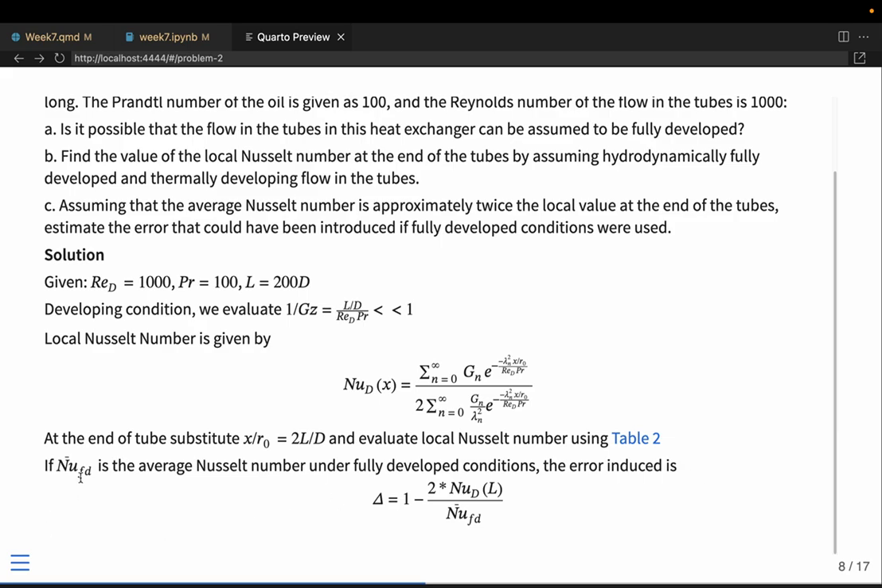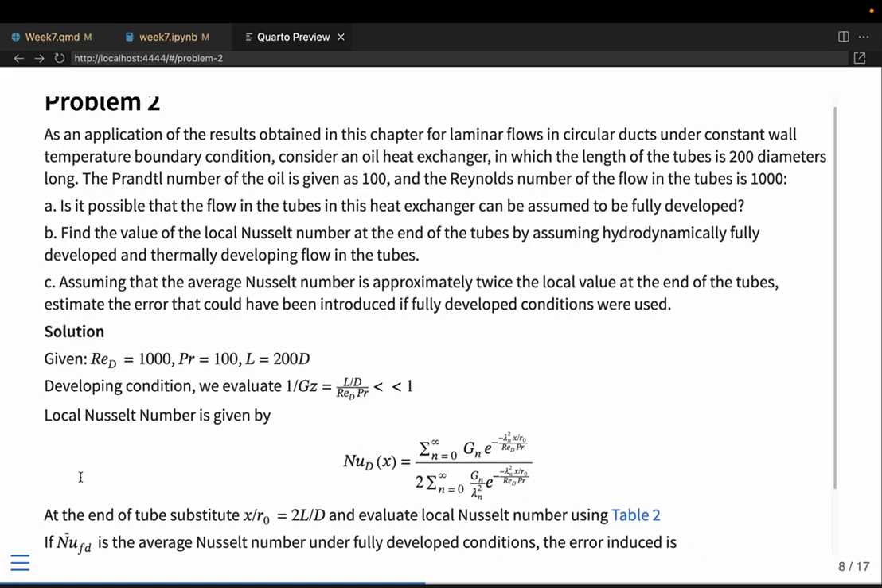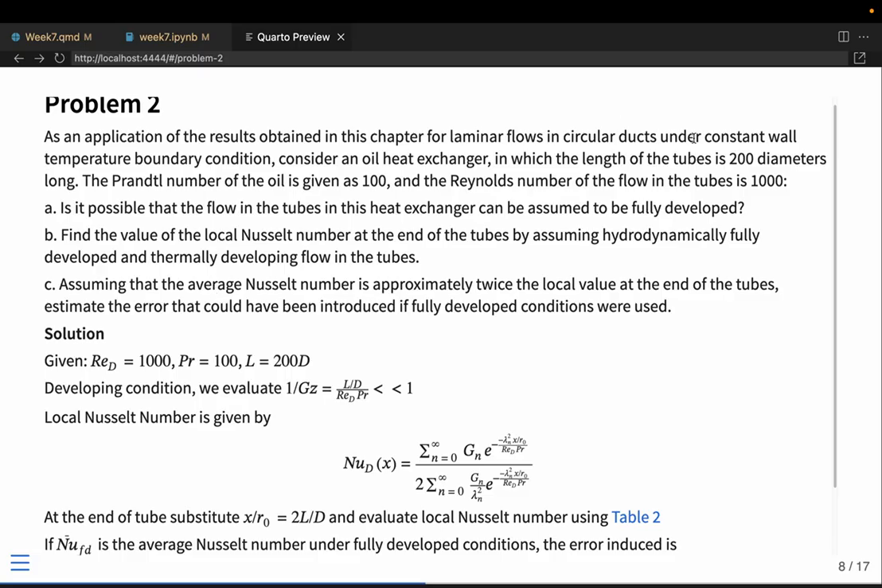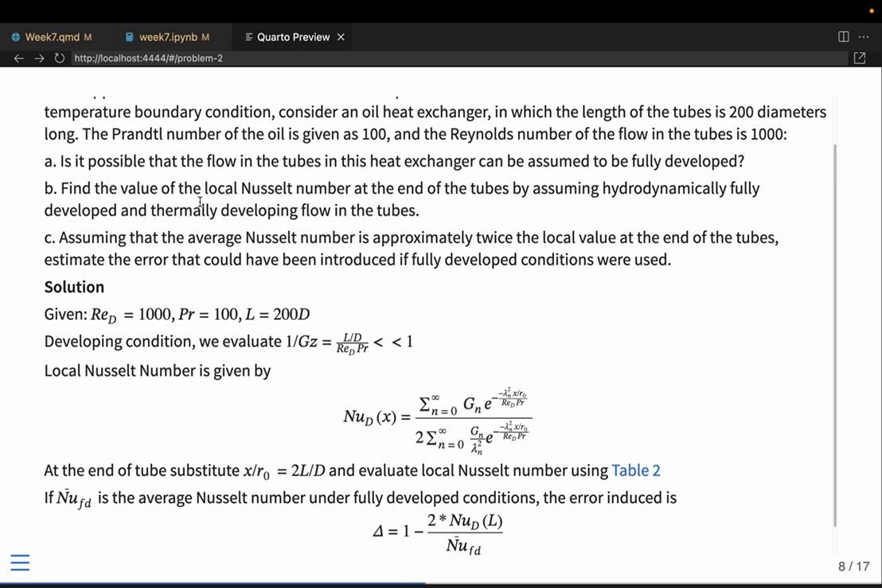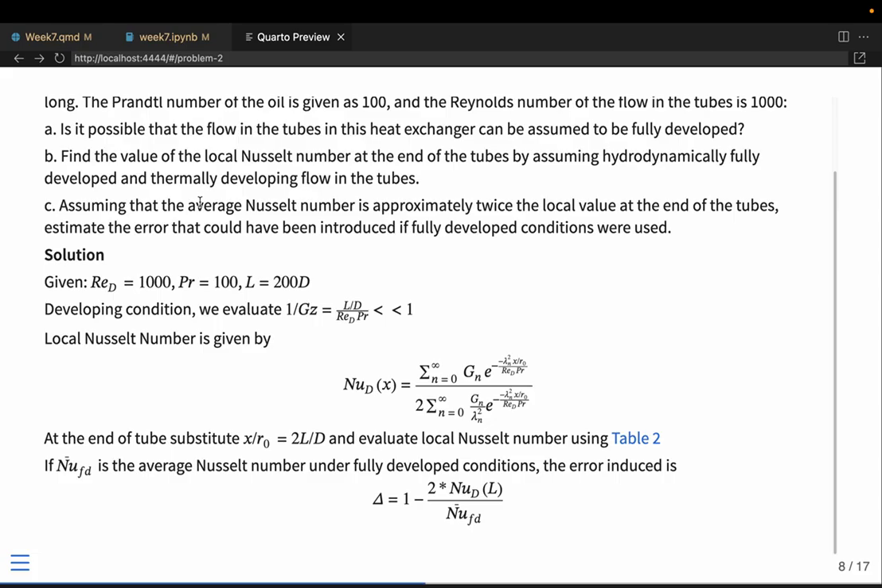And what would be the Nusselt number for fully developed case? So this is constant wall temperature boundary condition. So it will be around 3.66. If you have the values of this one, just compare that with the other one. So it says that assuming that the average Nusselt number will be approximately twice the local value, what would be the error that you would get?